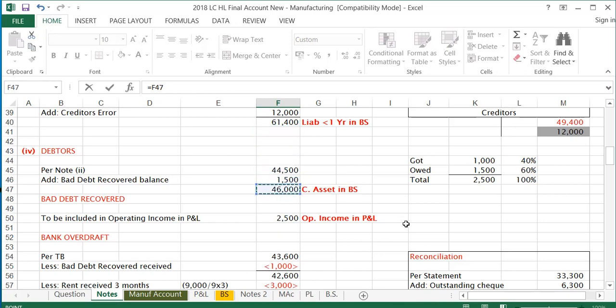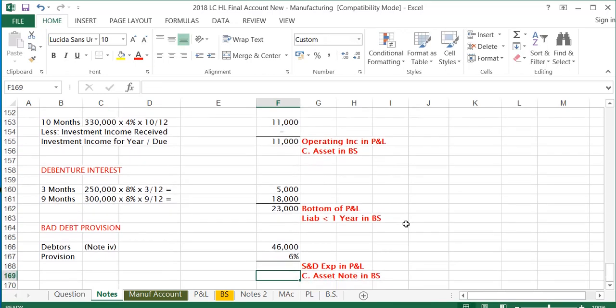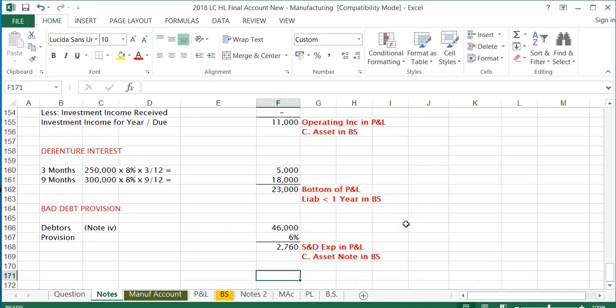From note 4, debtors were 46,000. Now the bad debt provision is 6%. So I need to get 6% of 46,000, which is 2,760. And that 2,760 will go as a selling and distribution expense into P&L because it's a new provision, it's not an increase or a decrease or anything, and it'll be taken away from debtors in the current asset note in the balance sheet. And that is our notes complete.